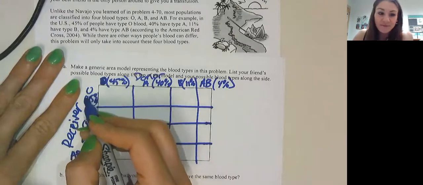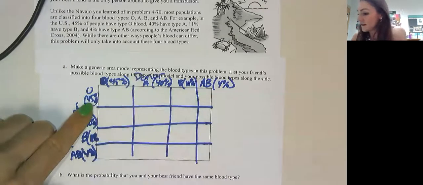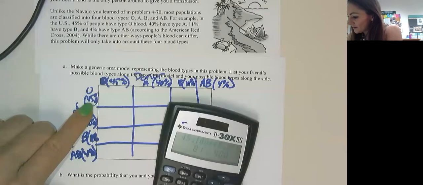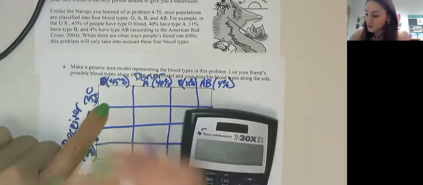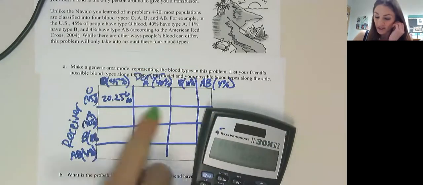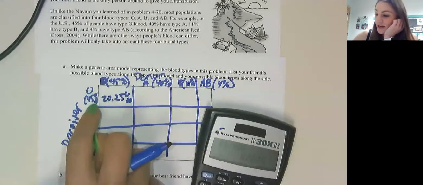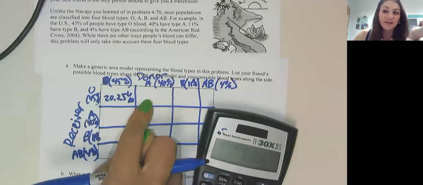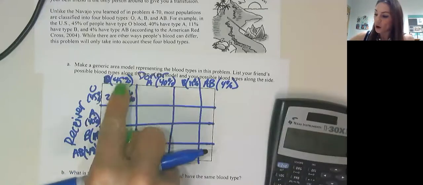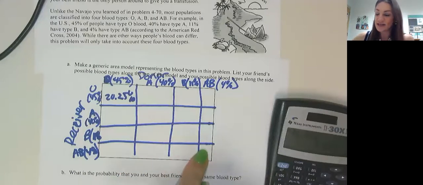because look, 45% of the population has O blood. So when we multiply those, let's turn that into a decimal, 81 divided by 400, we get 20.25%. All right, so to find all the different probabilities, all you're going to do is multiply, and you can write your answer as a fraction, decimal, or percent. Remember, probability is always between 0 and 1, and when we're making these area models, if we add all of these probabilities up together, they should equal 1.